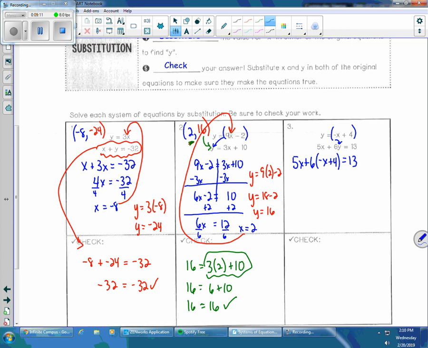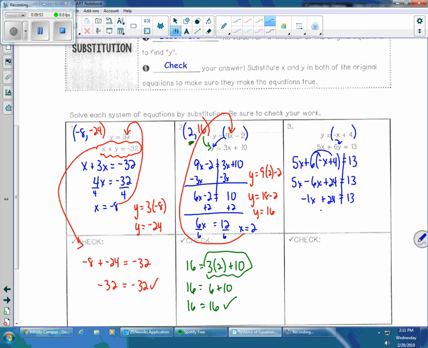So now, again, we just have a complex equation with one variable that we learned how to solve a long time ago. It does have parentheses, so I need to distribute to remove those parentheses. So I'll have 5x. 6 times -x is going to be -6x. 6 times 4 is going to be a positive 24 equals 13. I'm going to draw my line down. Combine like terms. 5x minus 6x is going to be -1x plus 24 equals 13.